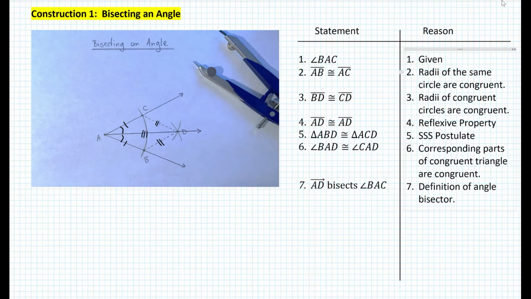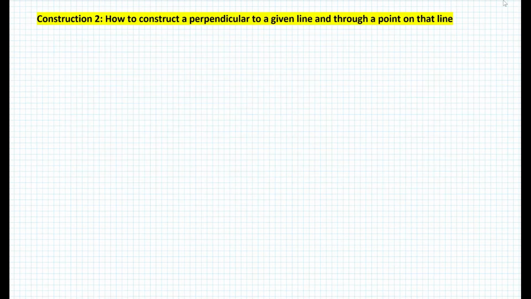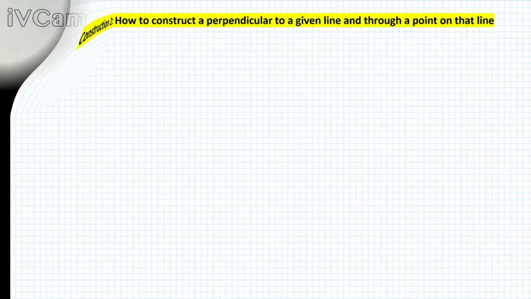So now we can write as step number 7 that ray AD bisects angle BAC because that is the definition of an angle bisector. And that's basically how we prove the first construction. Let's now look at the second construction. Basically, the second construction is how to construct a perpendicular to a given line and through a point on that line. So let's watch that video now.